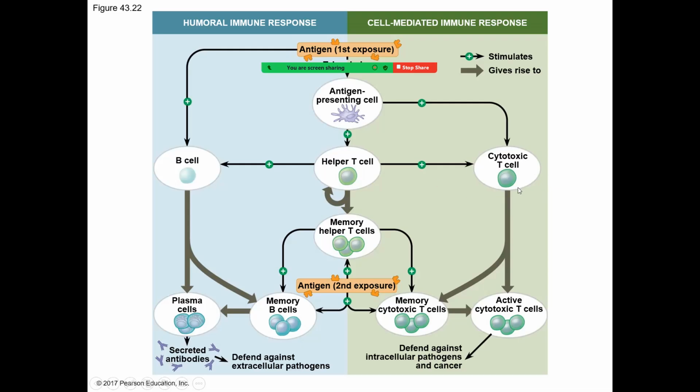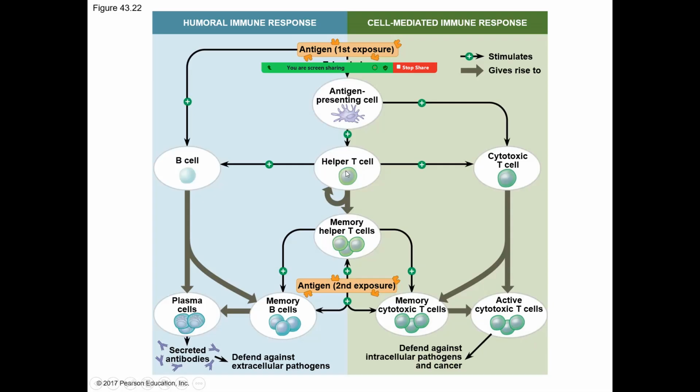We also know that cytotoxic T cells can also be activated by antigen presenting cells as well, and we just saw that. So that helper T cell really is a nice way to activate both sides of the adaptive immune system, the humoral side and the cell-mediated side. The cytotoxic T cells will go on to proliferate, meaning make more active cytotoxic T cells, which will again go on to help kill any infected cells, and memory cytotoxic T cells can be created as well.